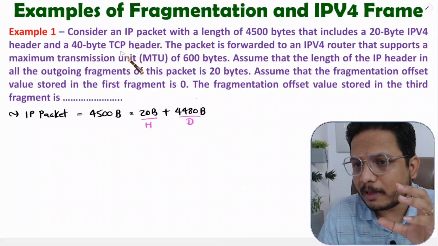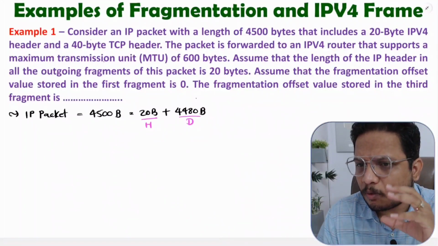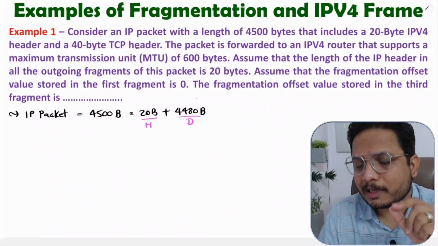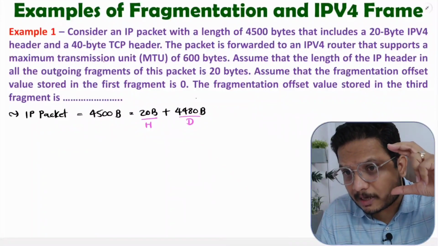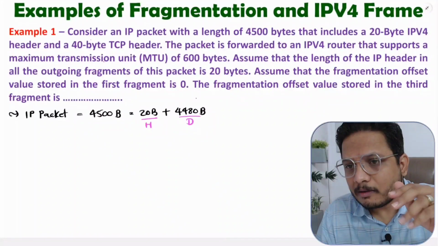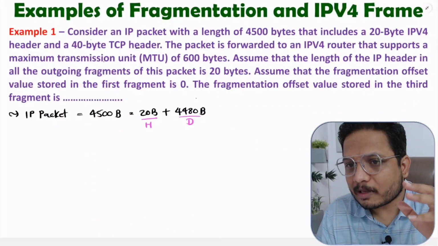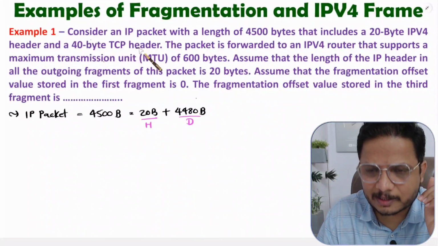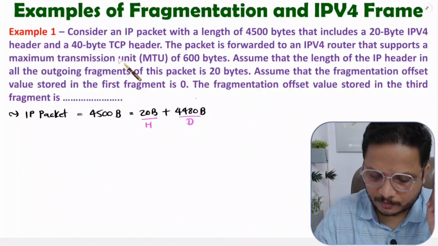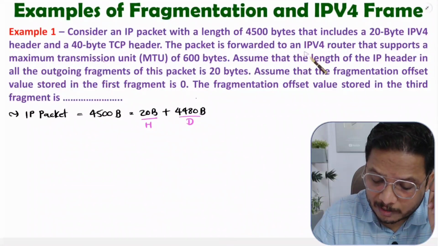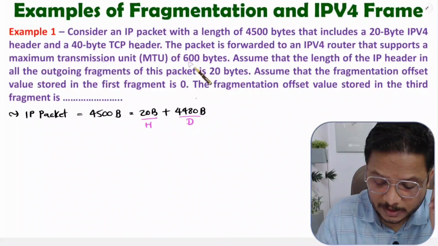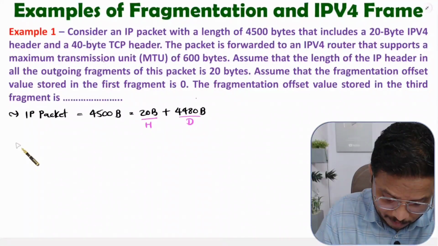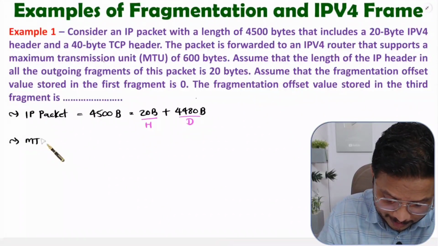Students, the 40 byte TCP header won't matter for IPv4. The reason is that the 40 byte TCP header comes in the transport layer, while IPv4 functions at the network layer, so you don't need to worry about the 40 bytes. This is extra data that is given to us. The packet is forwarded to an IPv4 router that supports a maximum transmission unit of 600 bytes. So here we have an MTU, maximum transmission unit, of 600 bytes.